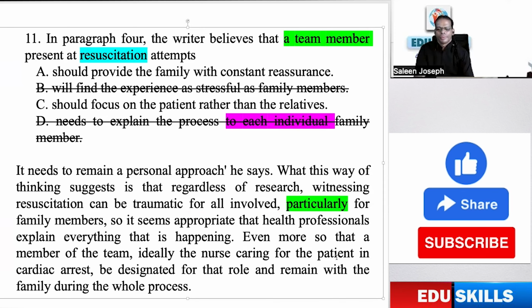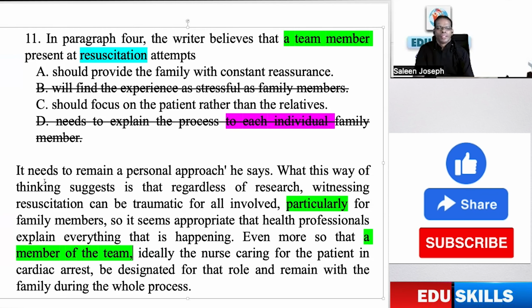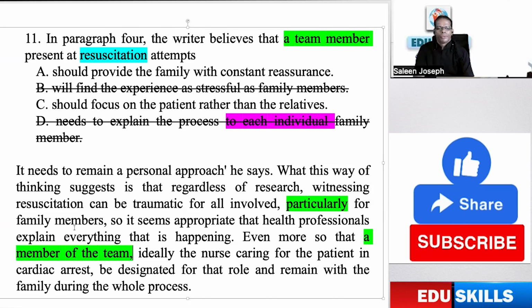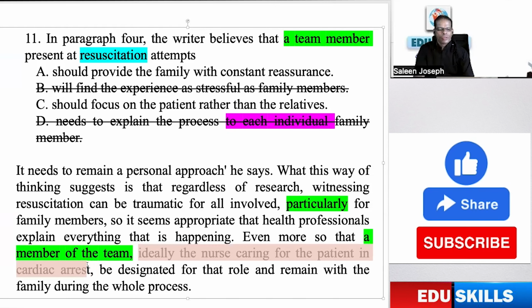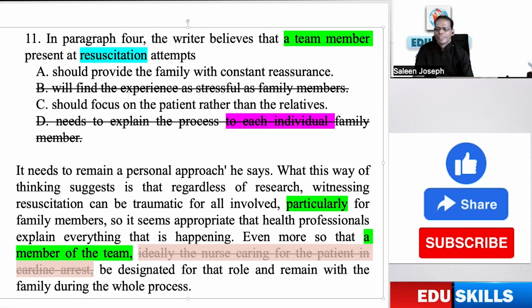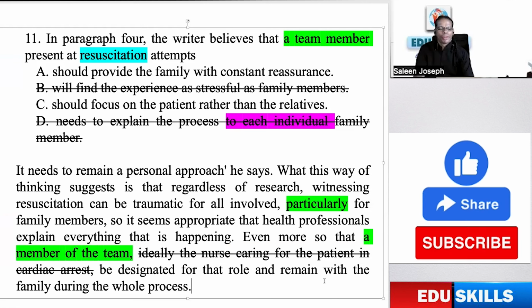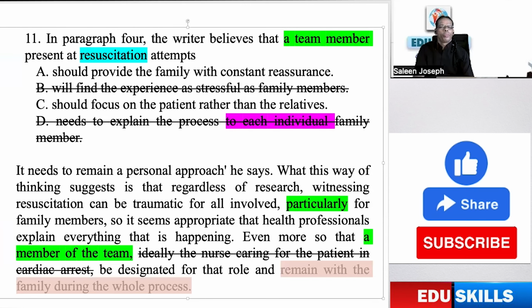See, a team member. A member of the team is the synonymous expression of a team member. Ideally, the nurse caring for the patient in arrest. This is actually an explanation or compliment, you can say, of that team member. So you can ignore that. Be designated for that role and remain with the family during the whole process.